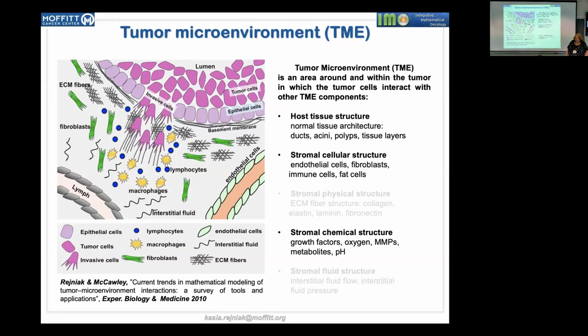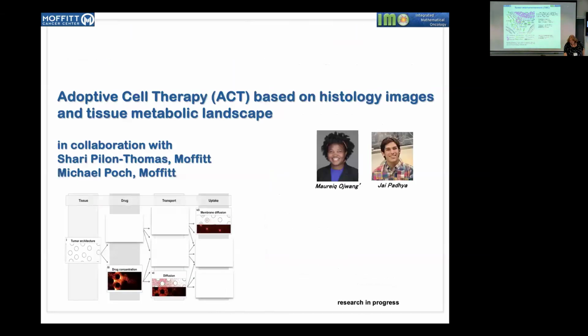I will show you how we are using the histology of mouse bladder to build the model. We will be focusing on the lymphocytes as our cellular structure and on the oxygenation of the tissue as our chemical structure. This is work that we did in collaboration with Shari Pilon-Thomas and Michael Pogg from Moffitt. It's a project on adoptive cell therapy.